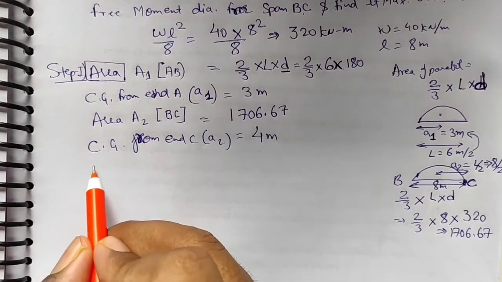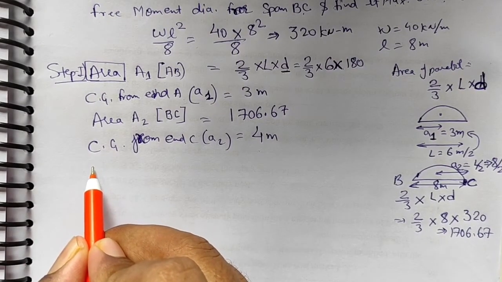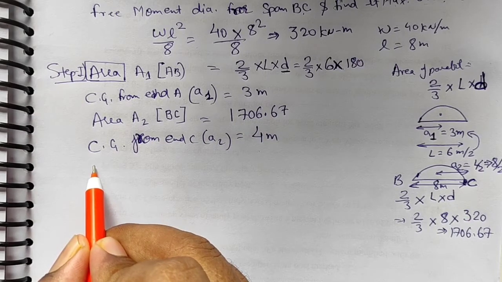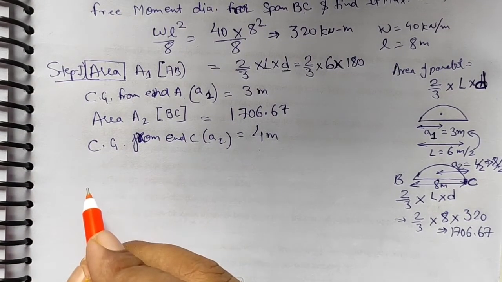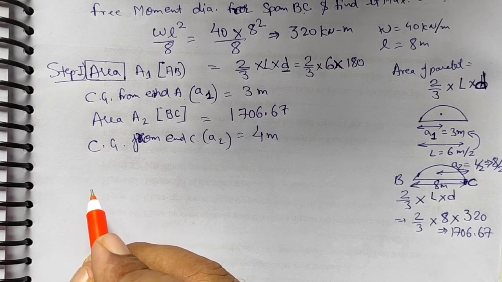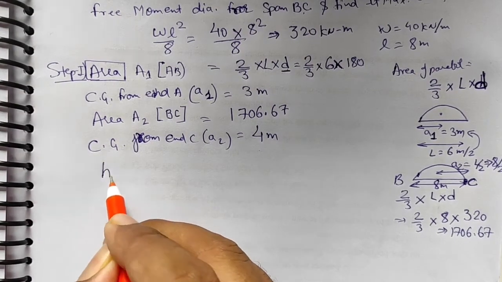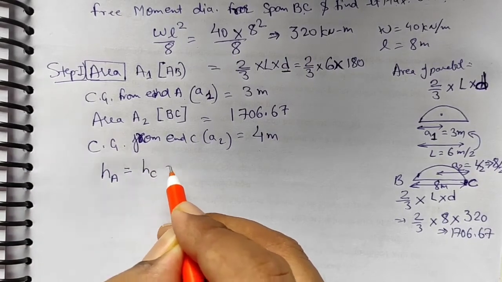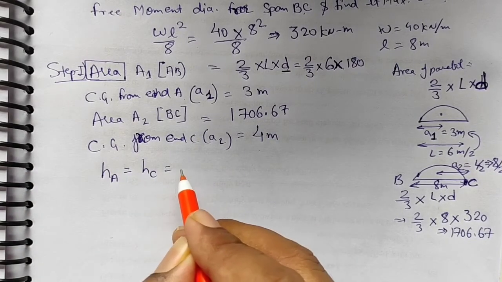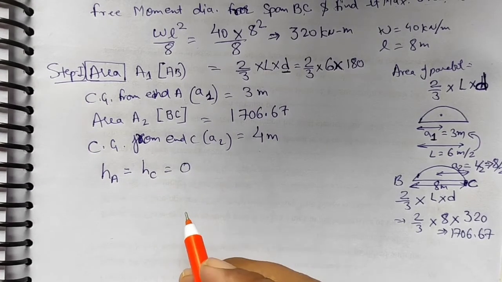As in the question there is no specification given for the sinking of supports, that is the deflection of supports A and C, therefore I will take the deflection at A and at C, or the sinking of the supports, equal to 0.